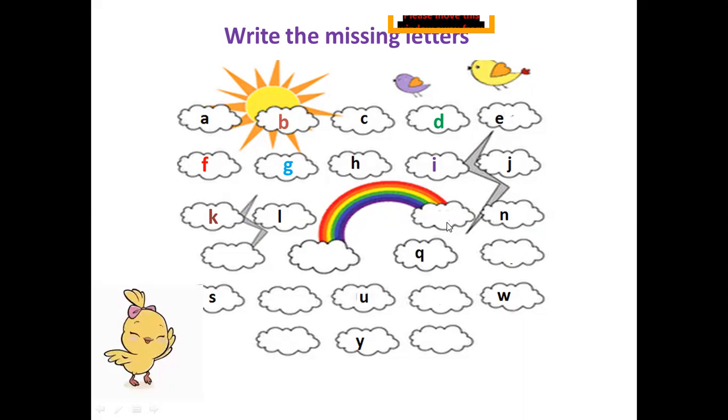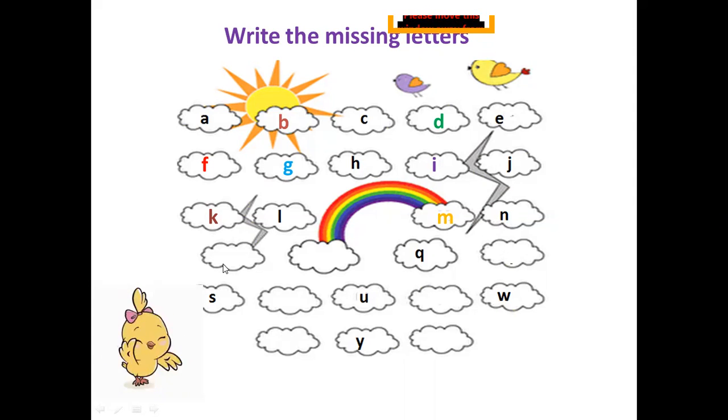But after L, again our next letter is missing. What will come after L? After L, our next letter is M. Look here, this is the lowercase letter M. And after M, the next letter is given, which is N.